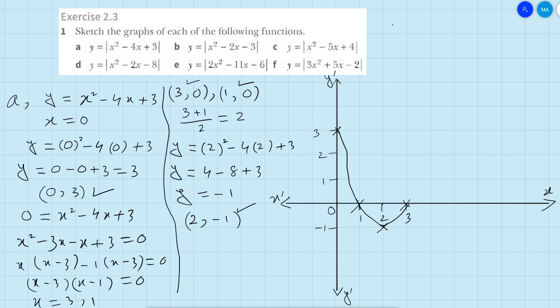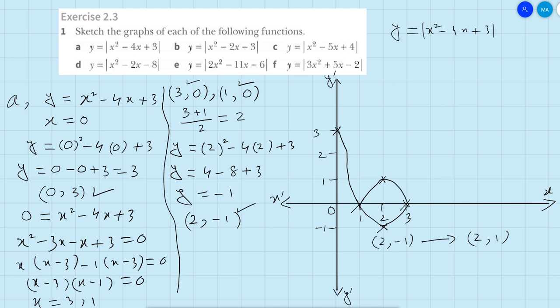But we have to draw the graph of y equals the absolute function of x square minus 4x plus 3. So how to draw the graph of an absolute function? Just reflect the part of the curve which is below the x-axis. This point is 2 comma minus 1, so this should be 2 comma 1. Okay, so this is 2, this is 1. So this should be our graph.